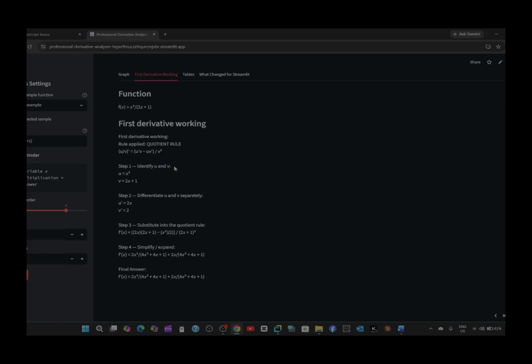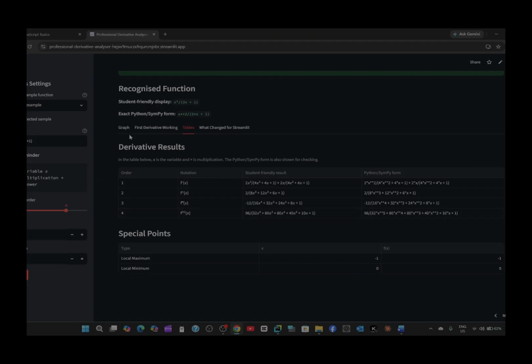Step one, you identify U and V. Step two, differentiate U and V separately. Step three, you substitute into the quotient rule, right? And then you simplify or explain whatever. Then you get the final answer. So first, I only detail how to do the first derivative, and then you look at the table outcome for you. Click on table and it shows you the results 1, 2, 3, 4, because I pick only 4. If you want, pick 5, whatever you like.